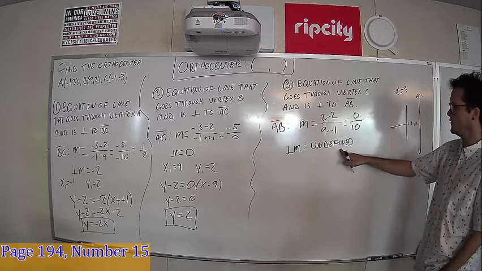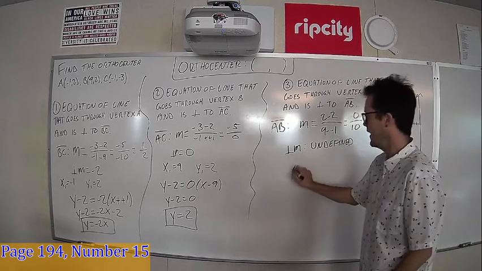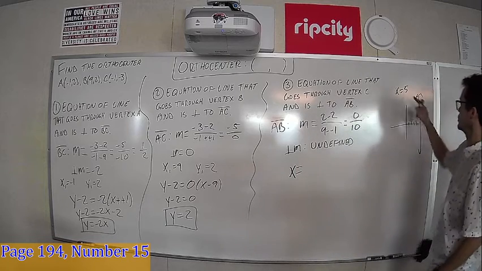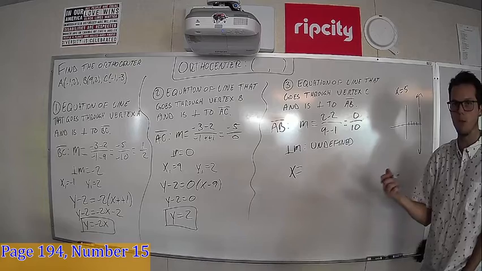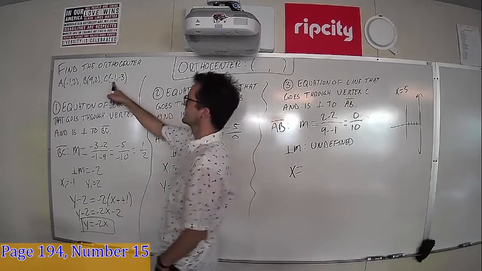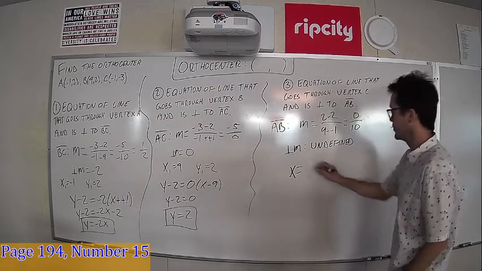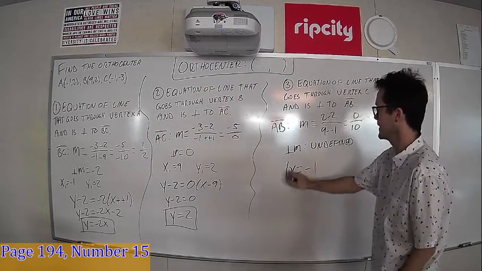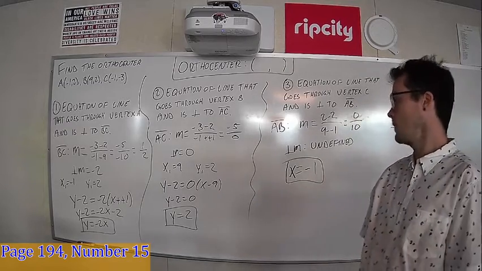We know we have an undefined slope. It's a perfectly vertical line, and it's going to be in the form of x equals something, just like how this one is. The question is, what is that something? Well, we know that this thing goes through vertex C, and vertex C has an x-coordinate of -1. So the equation of this line is as simple as x equals -1. Now, we have this system of equations that we need to solve.